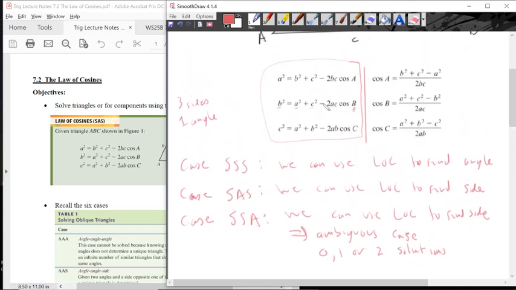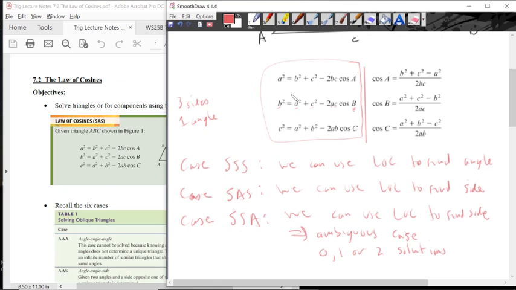Now, when comparing this to the law of sines, notice that these formulas are more complex. They're more complicated. First of all, they involve more operations than the law of sines. The law of sines has you take the sine of an angle and divide by a side length, then take the sine of another angle and divide by a side length. That's only 4 operations: take the sine of 2 angles and divide by 2 side lengths.